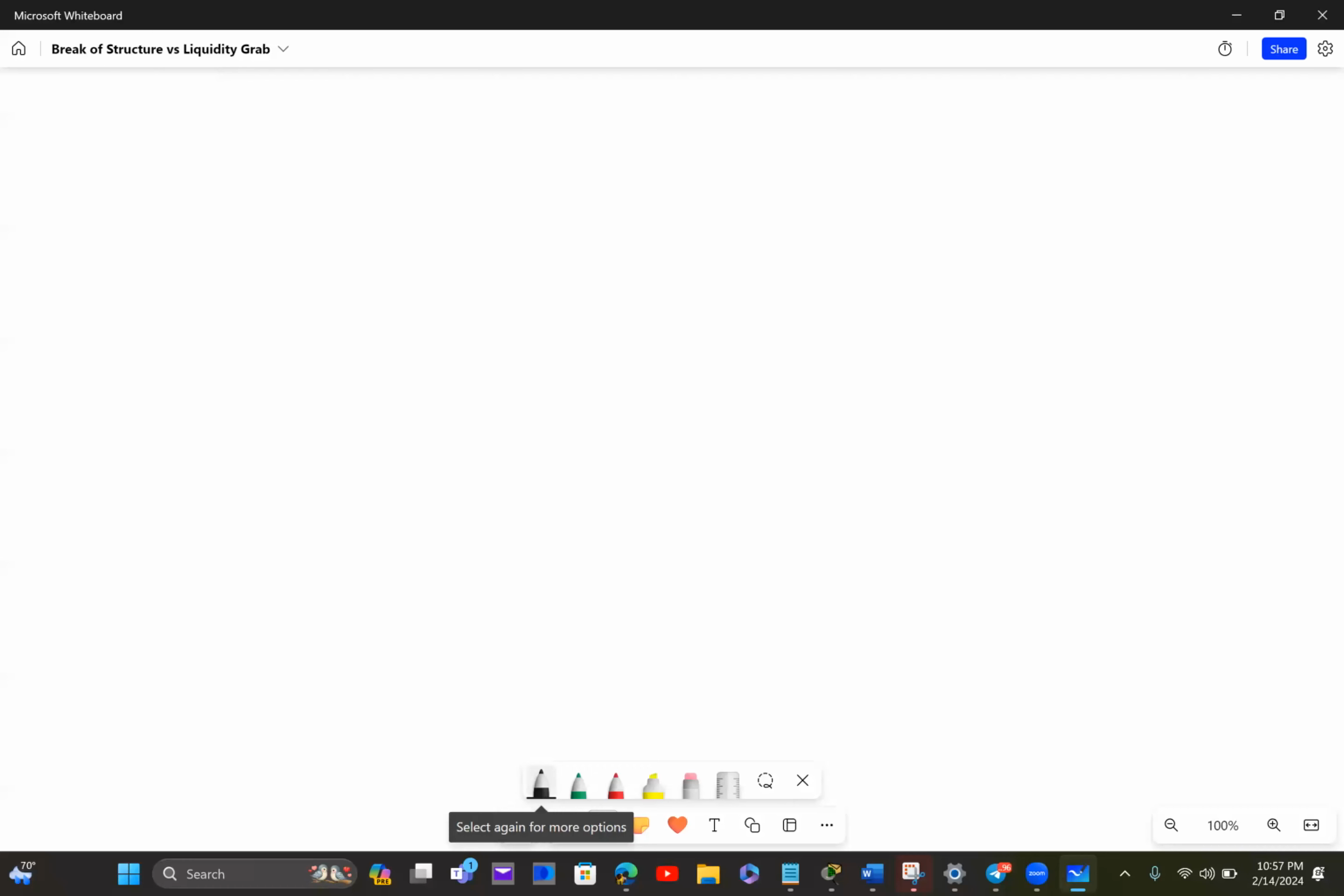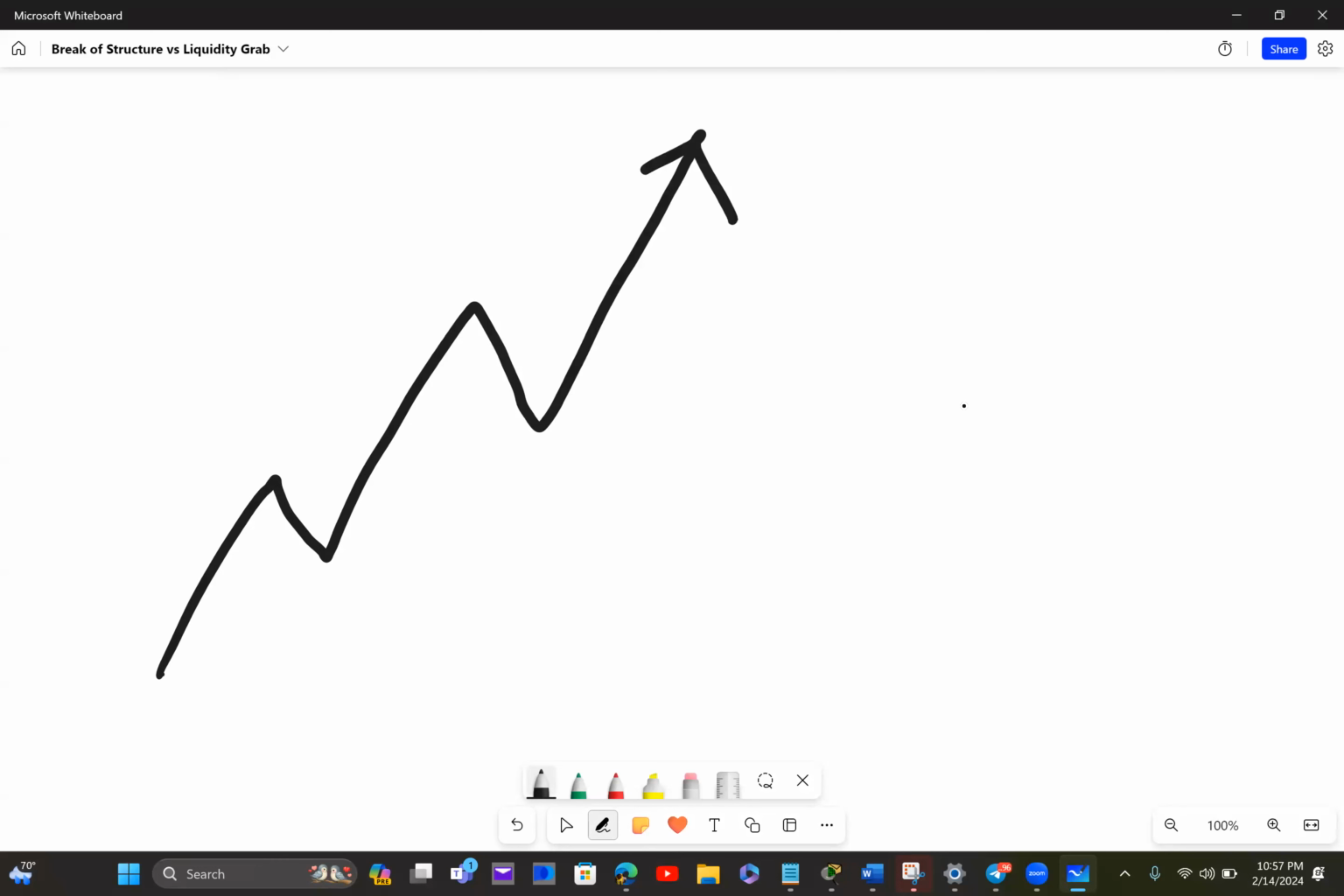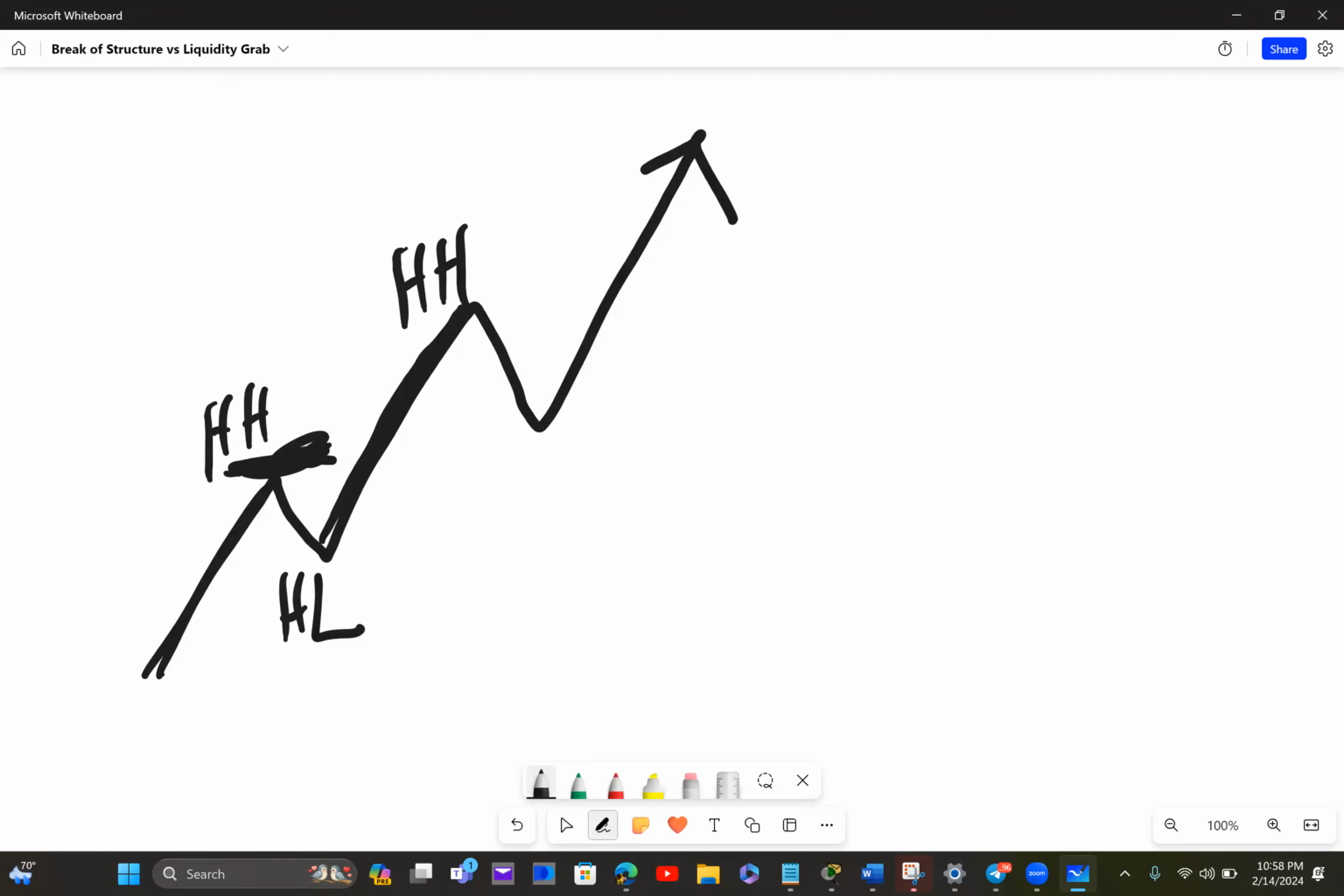So say, for instance, we are making an uptrend. As you can see, for a break of structure, we go up. We create this higher high. Then we come down, create a higher low. And we go up again, breaking this structure here, creating a higher high, and so on and so forth.